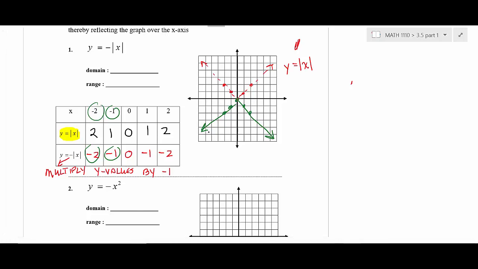Okay? Now we're going to do the domain of the graph I have in green. That's going to be all real numbers. So I'm just going to write that as negative infinity to infinity.